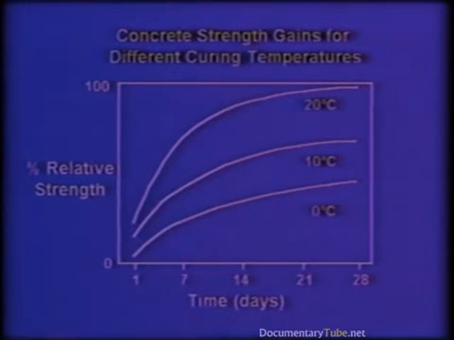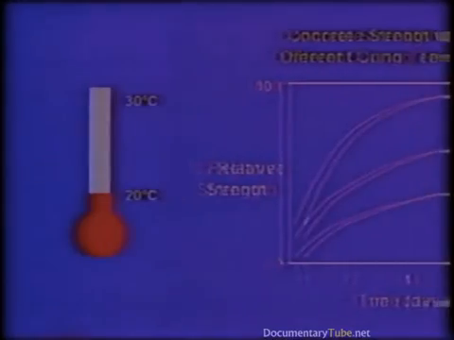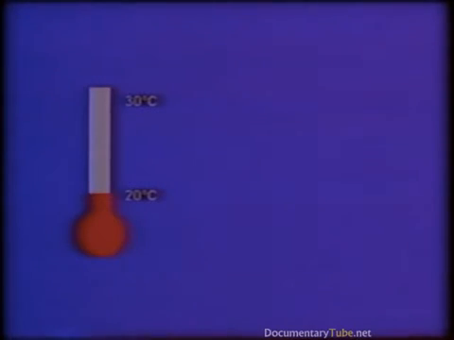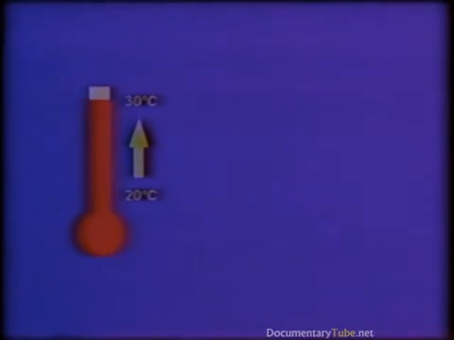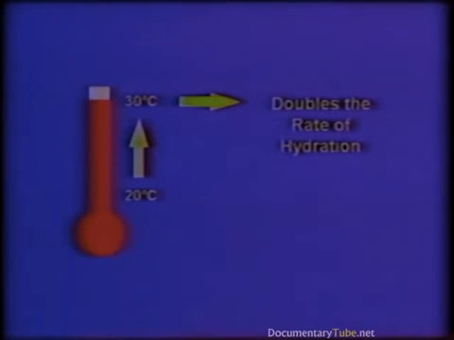A good rule of thumb is that for every 10 degrees Celsius change in temperature, the rate of hydration is changed by a factor of 2. For example, an increase in temperature from 20 degrees Celsius to 30 degrees Celsius doubles the rate of hydration. It is important to remember that when the weather gets cooler, concrete is slow to harden and must be kept in forms for a longer period of time.